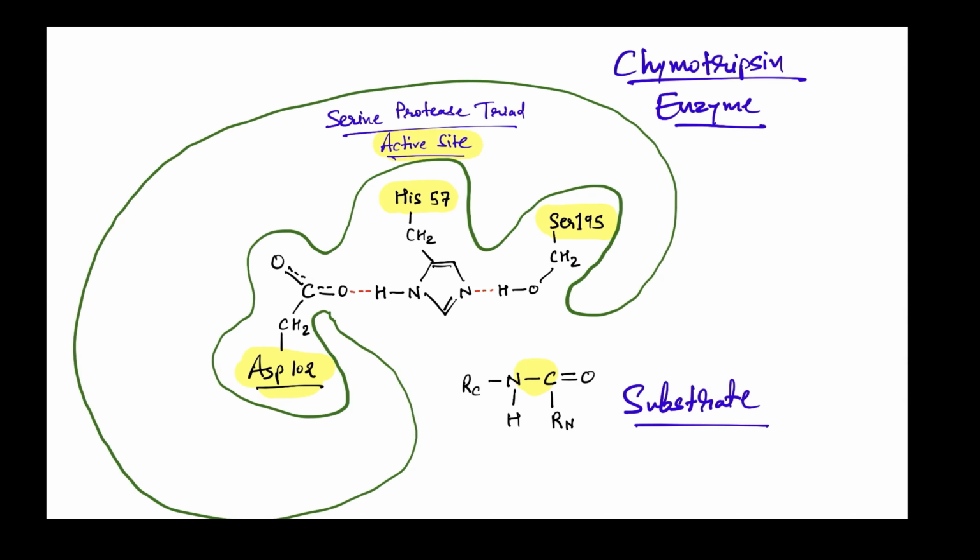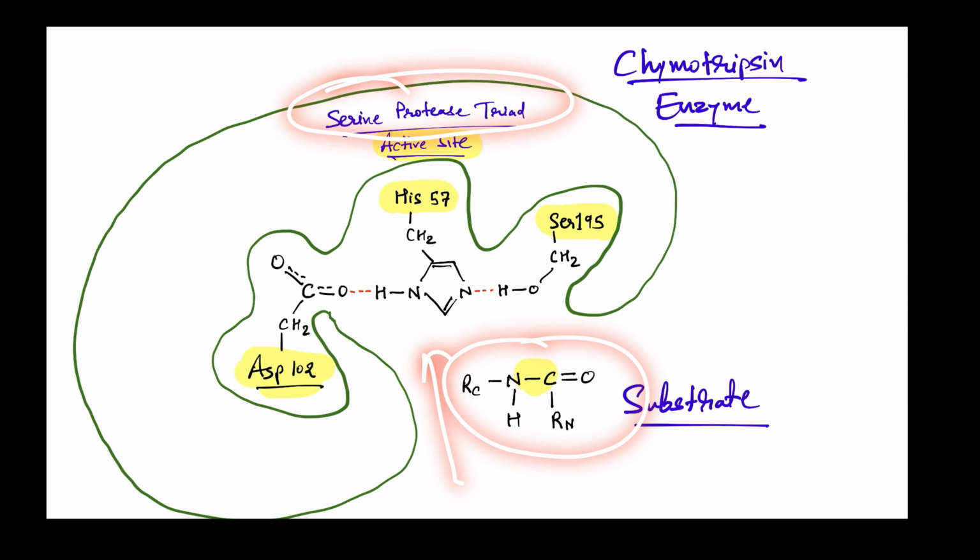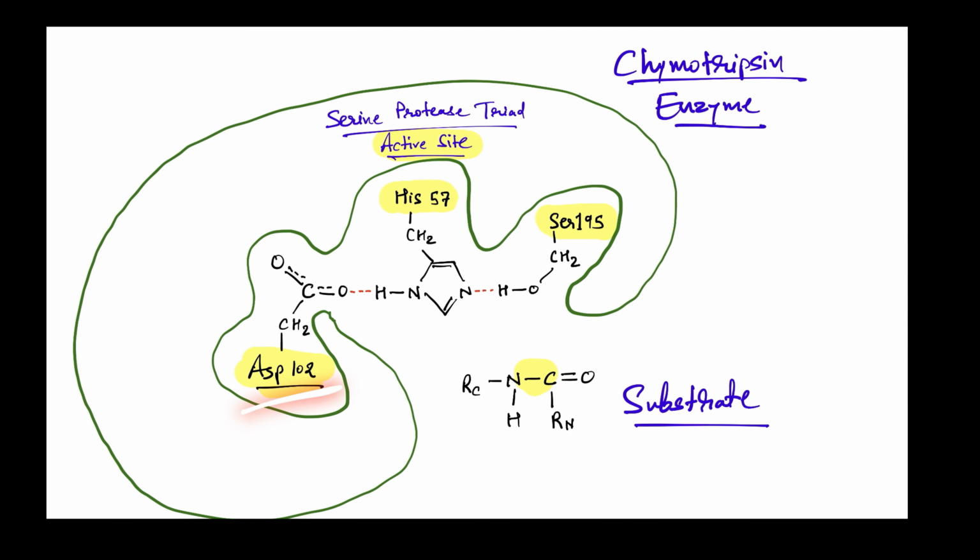Let's understand the mechanism of chymotrypsin in the simplest way possible. First, the substrate enters the active site where the famous serine protease triad is present. Aspartate 102, histidine 57, serine 195. Remember this order: aspartate 102, histidine 57 and serine at 195. At this stage nothing has reacted yet.